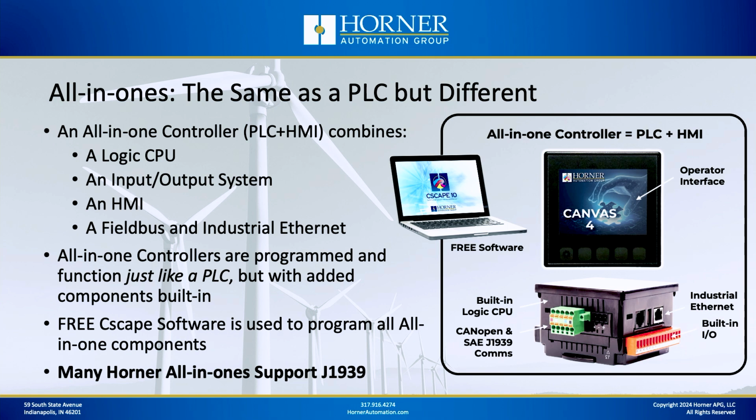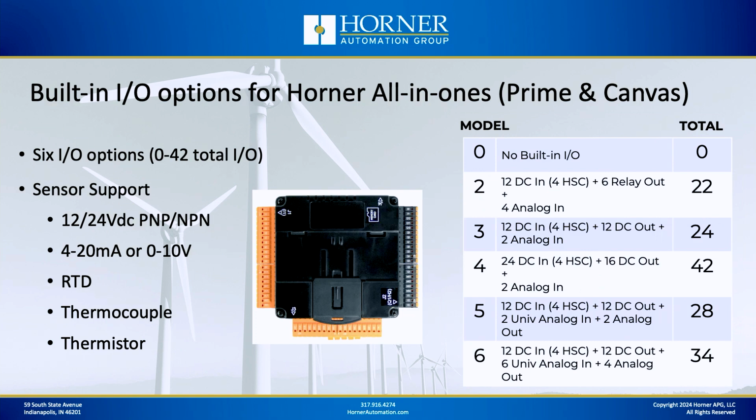Now, if you're wondering what I/O is available for the all-in-one controllers, well, there are a variety of different options. So with the two most popular series that support J1939, and we'll show you the size of those screens and those sorts of things coming up, you have a variety of different built-in I/O options, ranging from no built-in I/O at all, to say 22 to 42 I/O points, with plenty of digital and analog options supporting a variety of different signal types. So you've got a wide variety of I/O that you can order with your Horner all-in-one.